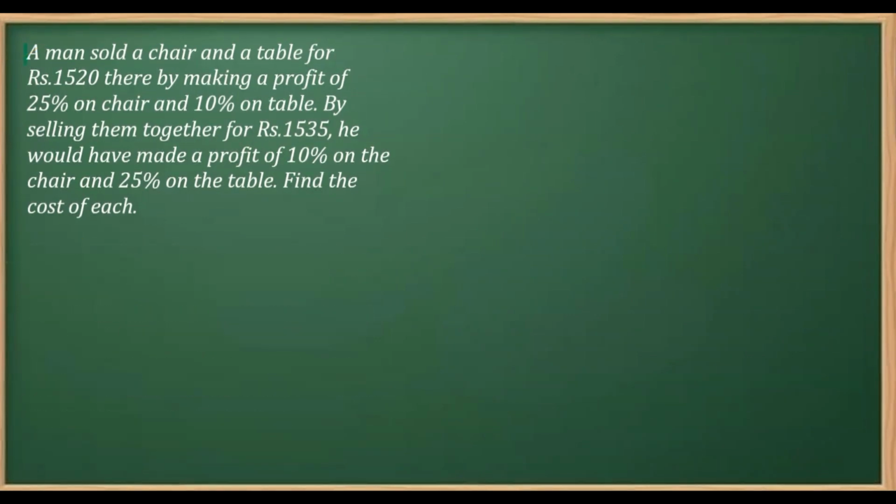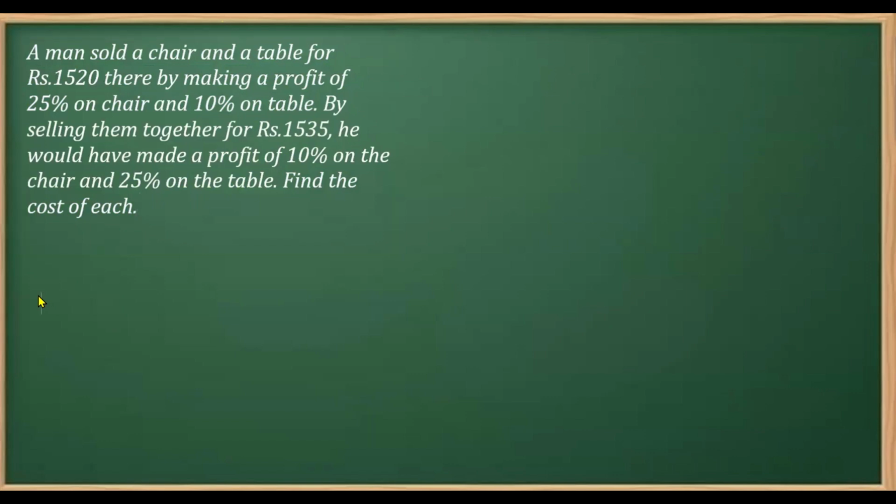In the first question, it says a man sold a chair and a table for rupees 1520, thereby making a profit of 25% on the chair and 10% on the table. Later, the total selling price is 1535 if he makes a profit of 10% on the chair and 25% on the table. What we have to find out is the cost price of each, that means the cost price of a table and the cost price of a chair.